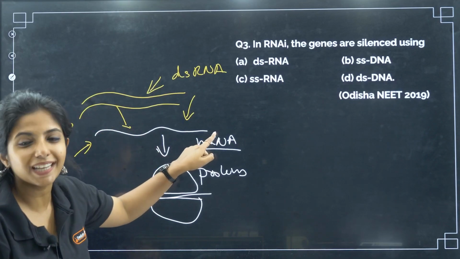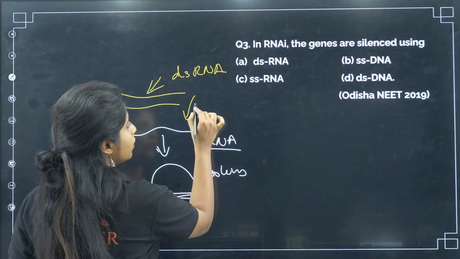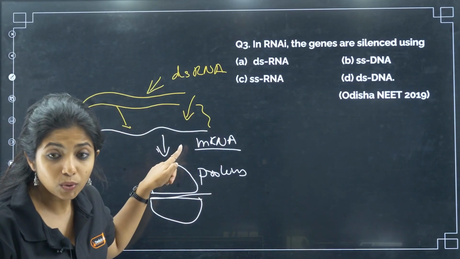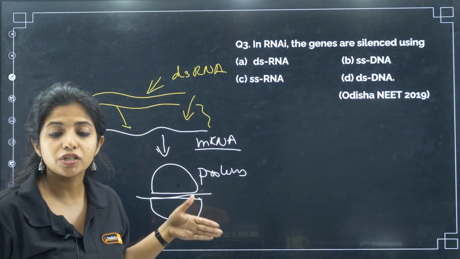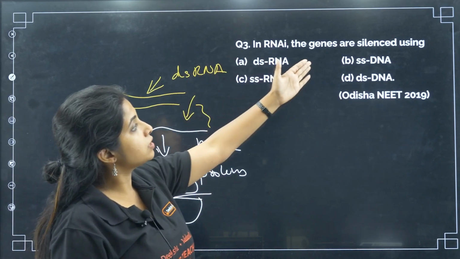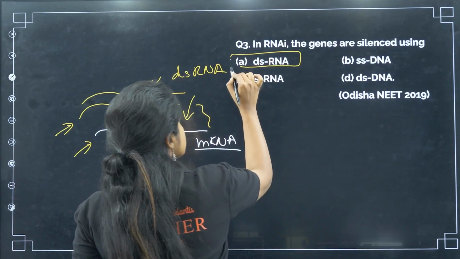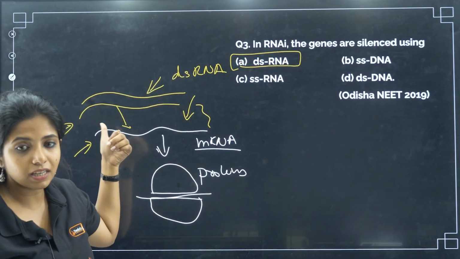Now do you think it's single anymore? No, it is not single, it is already paired. Over here it becomes double stranded. Now do you think it can undergo translation? No. This is known as RNA interference. So in RNA interference, the genes are silenced using double stranded RNA. Lots of children make the mistake and put single stranded RNA.